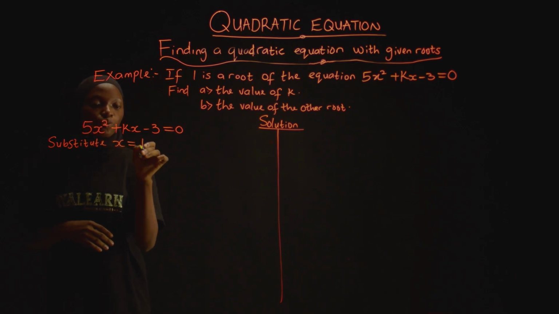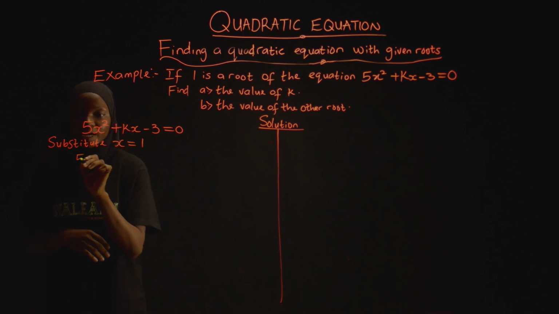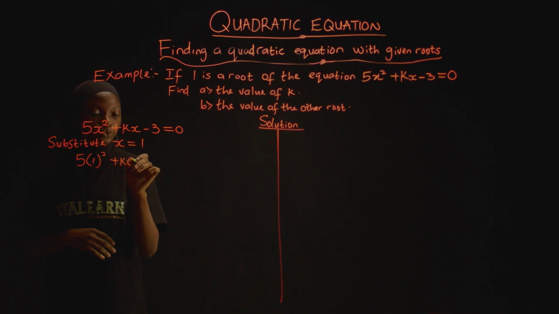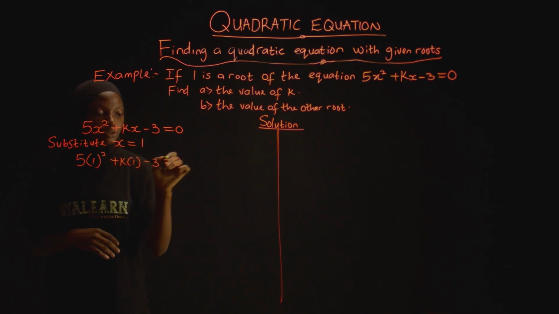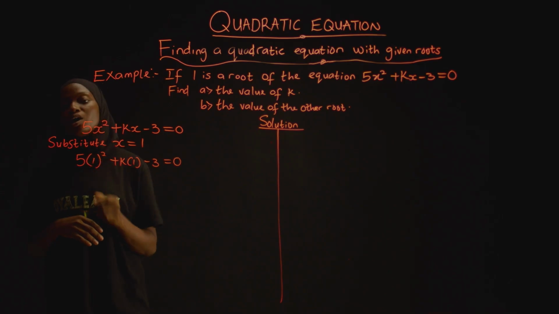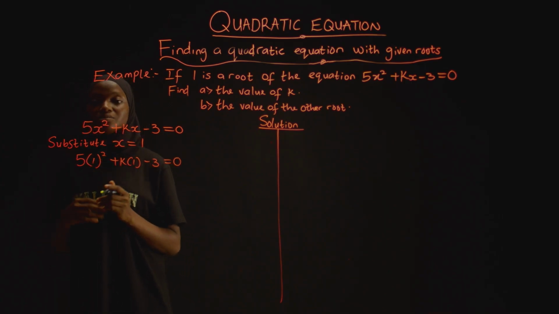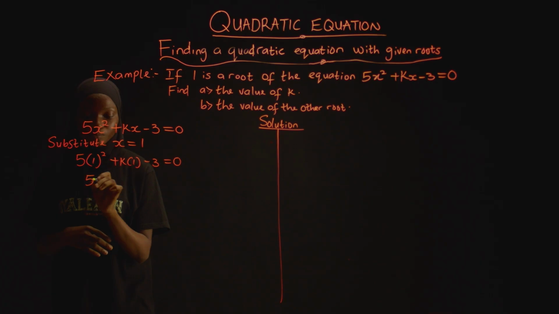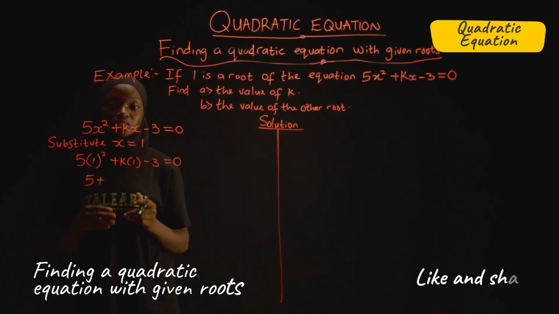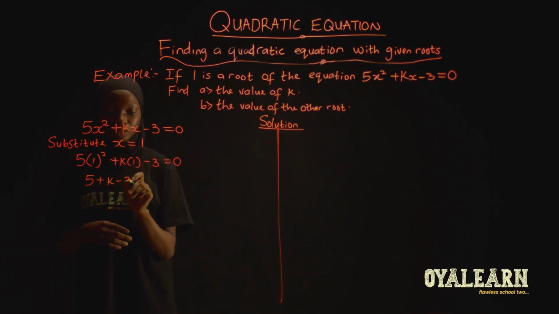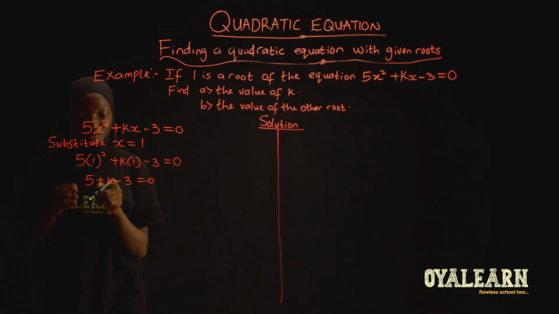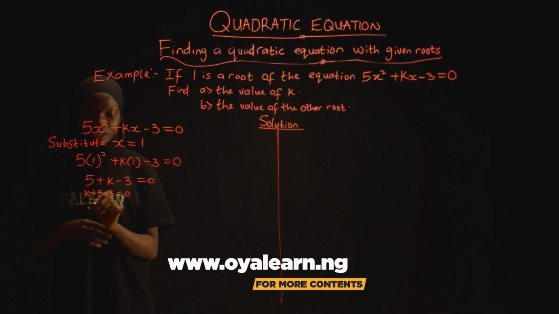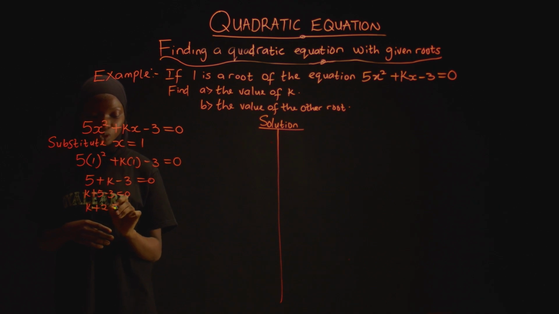So substitute x equal to 1. So we say 5 into 1 raised to the power of 2 plus k into 1 minus 3 equal to 0. And here we'll be having 1 raised to the power of 2 means 1 times 1, which gives us 1. And 5 times 1 gives us 5 plus k times 1, that's 1k, which is the same thing as k. Then minus 3 equals to 0. Now let's rearrange this. We have k plus 5 minus 3 equals to 0.